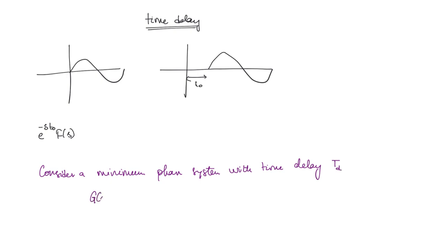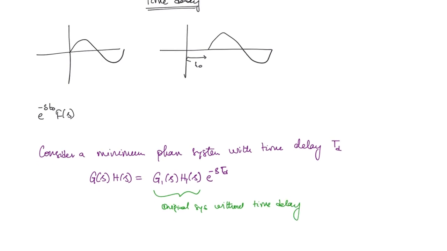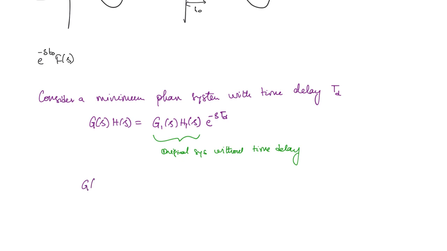So how will we represent this? G(s)H(s) we can write as G1(s)H1(s), that is the original system without time delay, times e to the power minus s t d. Now if you substitute s equal to j omega, what will you get? G(j omega)H(j omega) is equal to G1(j omega)H1(j omega) times e to the power minus j omega t d.